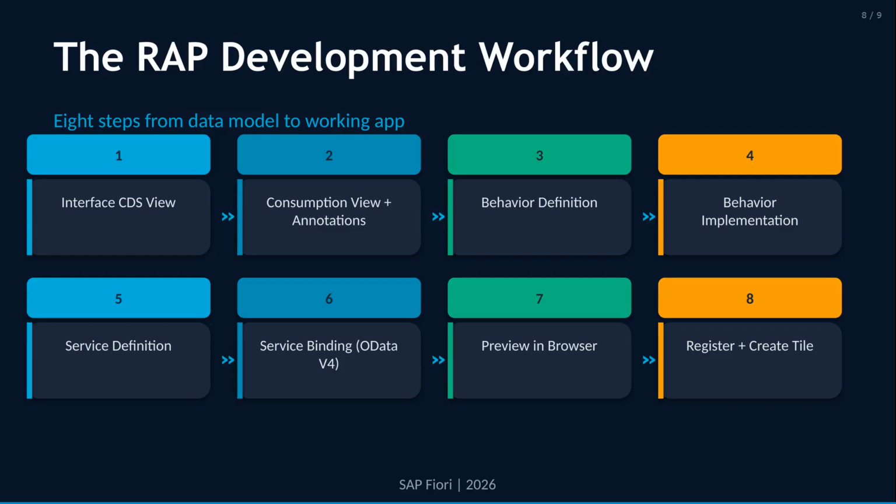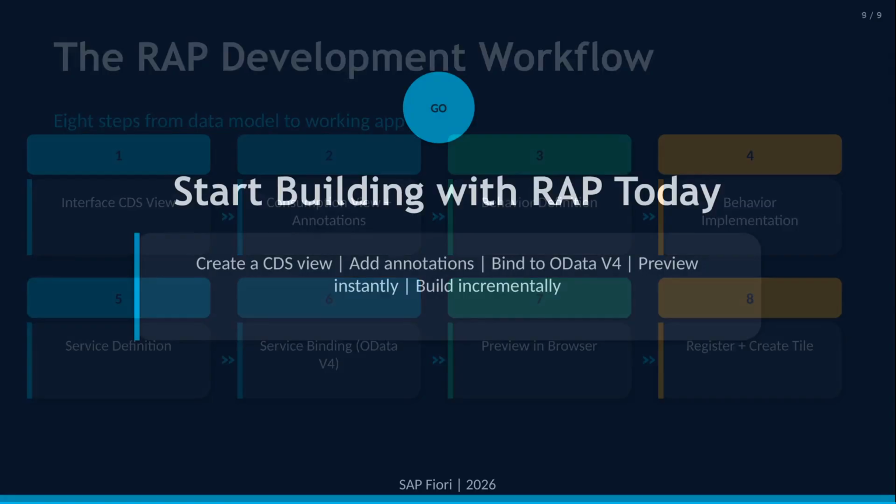Step 5. Create a service definition that exposes your consumption view. Step 6. Create a service binding, choose OData v4, and activate it. Step 7. Preview the app directly from the service binding editor. Step 8. Register the service in /SAP/MAINTSERVICE on the front-end server and create a Fiori Launchpad tile. This entire workflow happens in Eclipse ADT. No SE80 or SAP GUI screen painting required.